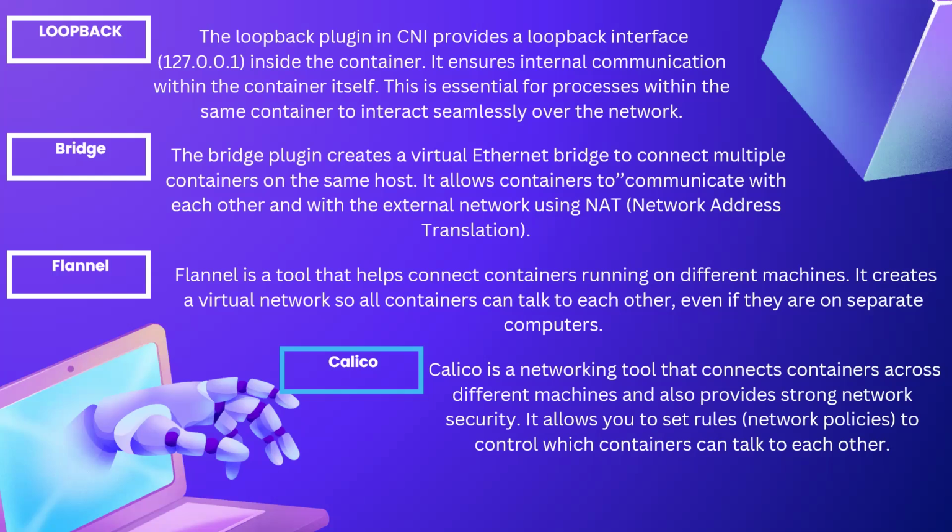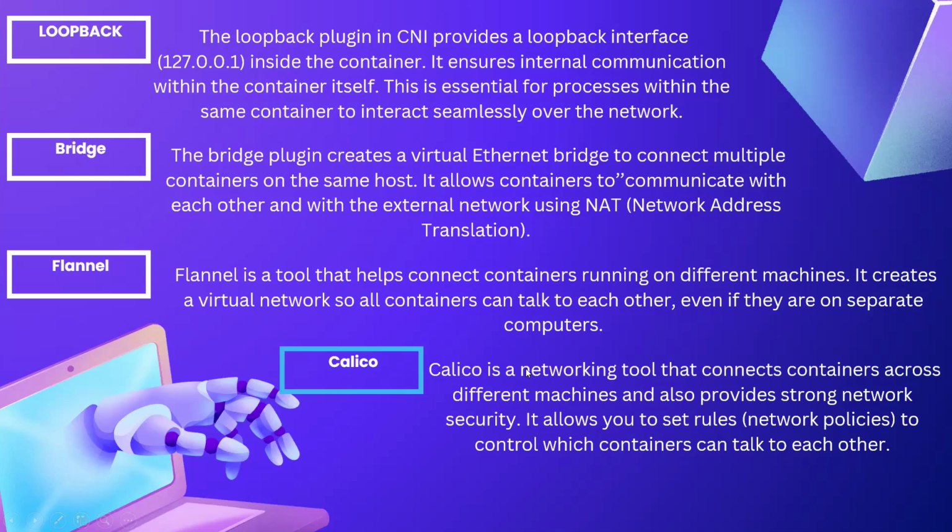So that is for the same host, and for a particular IP and a particular network. Flannel is a tool that helps connect containers running on different machines. It creates a virtual network so all containers can talk to each other. Flannel is used when the containers are running on different machines and want to communicate with each other, forwarding requests and other things. So bridge is for the same host, loopback is basically IP, and flannel is a virtual network that connects multiple containers inside it.